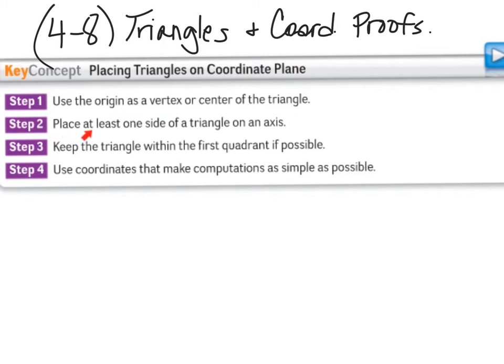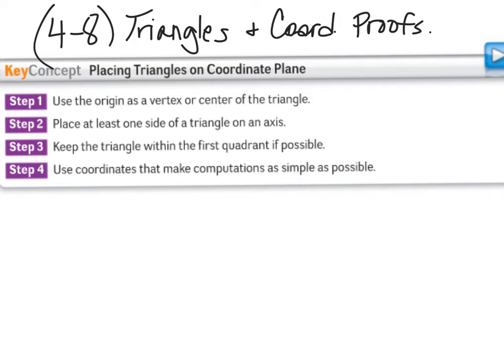Then place at least one side of the triangle on the axis. The only way you could put two sides on the two axes is if it's a right triangle, which you will be doing. You want to keep your triangle in the first quadrant if possible. So if you're going to sketch your picture, just drawing the first quadrant is fine. And you want to use coordinates that make computations as simple as possible, okay?